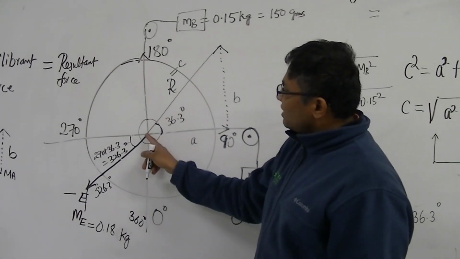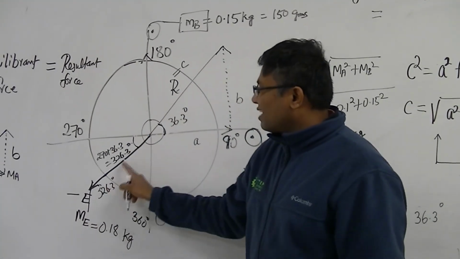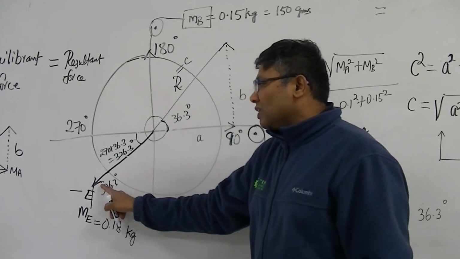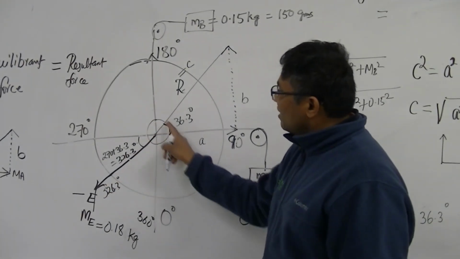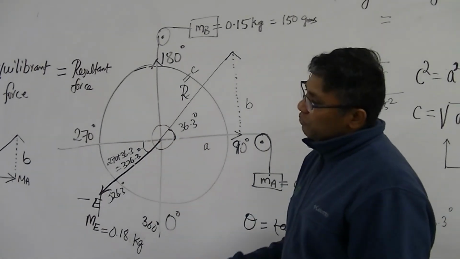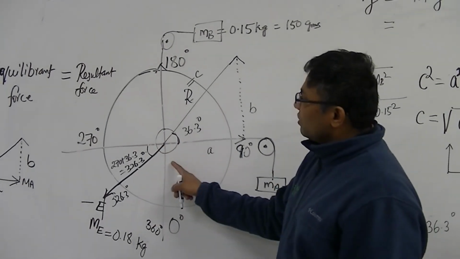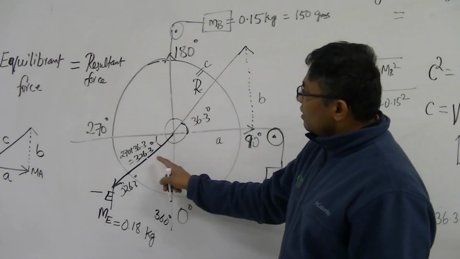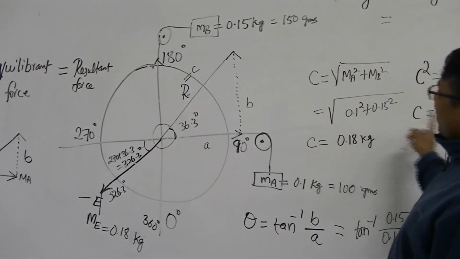The force which is acting opposite to the resultant force is called the equilibrium force. And this force brings this ring to the center. When the ring is in the center, that position is called the equilibrium position. So this is how you figure it out using the Pythagorean theorem.